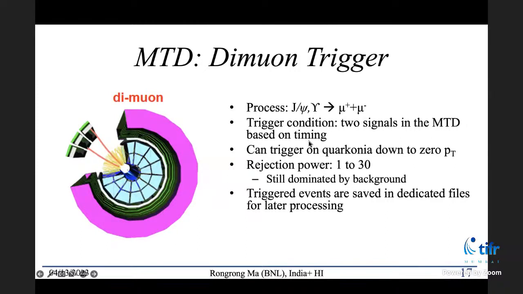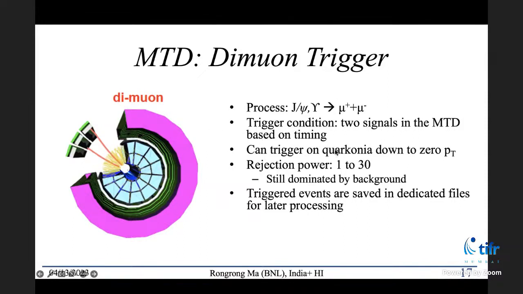The idea is the MTD gives me the arrival time. We have an independent detector at STAR to give me the start time, or the collision time. So if you take the time difference between the two, you can figure out the flight time of the particle from the center to the MTD, and then you can calculate theoretically how much time it should take a muon to fly from the center to the MTD. Then you can apply a cut on your measurement with respect to your expectation, and that's how we select the muon candidates.